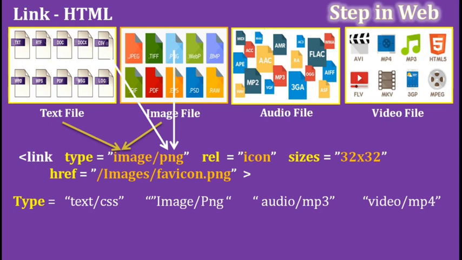Like that, in the type attribute we have different values. There is text/css, image/png, audio/mp3, and video/mp4. And for this tutorial we are going to use only image/png. And the relation is, after selecting this category and file format, that particular file will communicate to the system. Here, if it is text/css, it will communicate as a style sheet. If it is an image and PNG, here we are going to use it as an icon, so the relation will be icon.